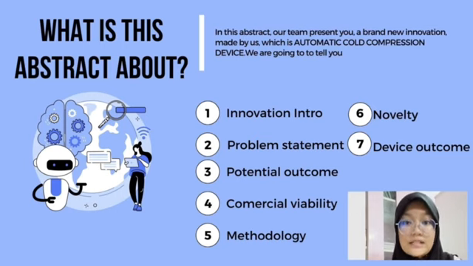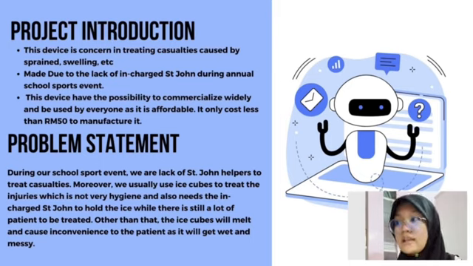The project introduction: this device is concerned with treating casualties caused by sprain, swelling, and more. It was made due to the lack of surgeons in charge during the annual school sports event. This device has the possibility to be commercialized widely and used by everyone, as it is affordable, costing below 50 ringgit to manufacture.